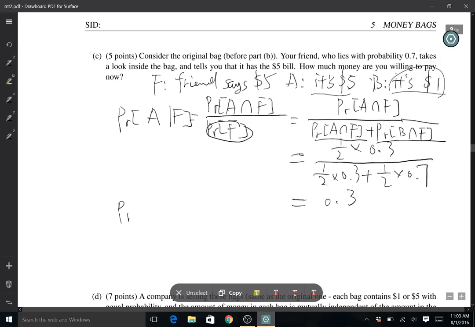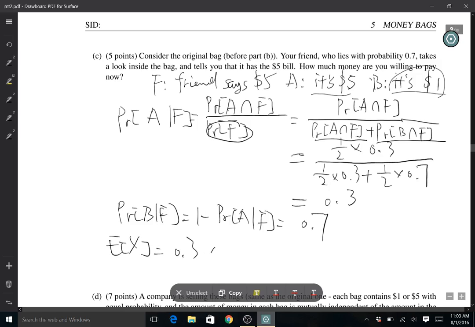So the probability of B given F is 1 minus the probability of A given F, which is 0.7 in this case. So the expected amount of money you will get is, with 0.3 chance, you will get 5, and with 0.7 chance, you will get 1. So eventually this gives us 2.2.